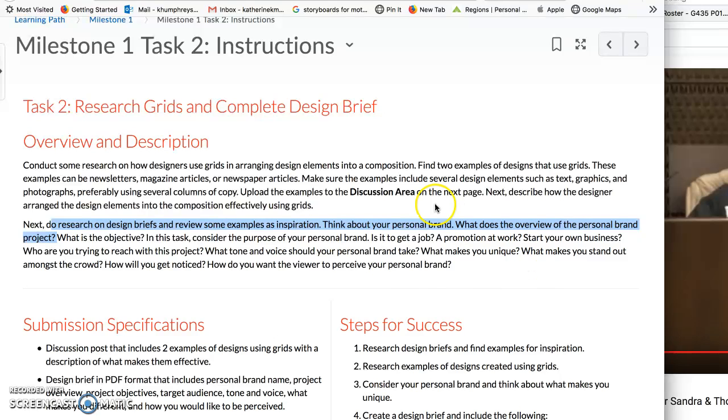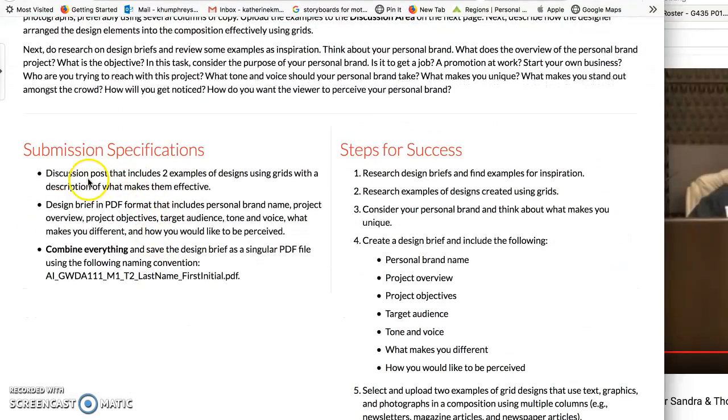Think about your personal brand. What does the overview of the personal brand project say? What is the objective? In this task, consider the purpose of your personal brand. Is it to get a job? Blah, blah, blah. So, two examples of designs using grids and a description of what makes them effective.